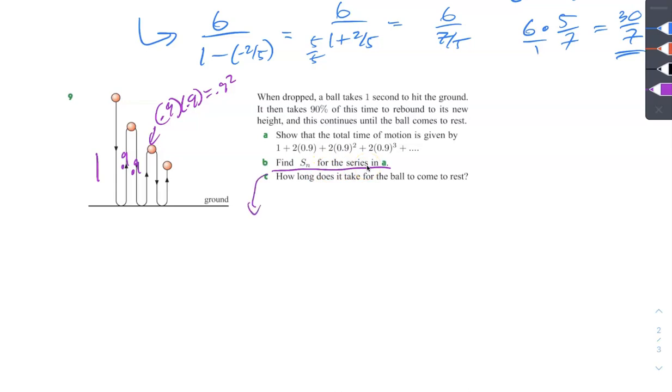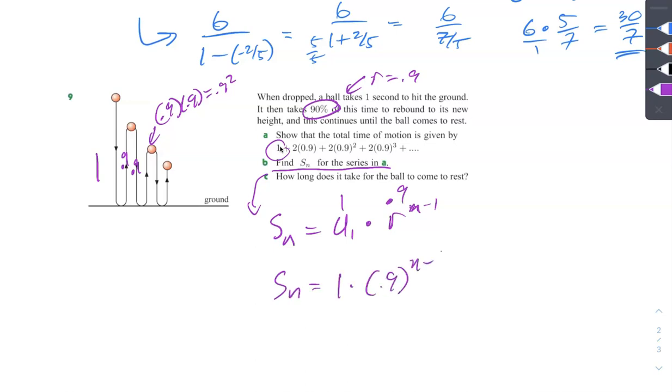Now, it says Sn. So we want the formula for Sn. So this is a geometric series because we're multiplying by 0.9 each time, right? It takes 90% of the time. That's our r. If we're multiplying each term, then it's a geometric series. So how do we write a geometric series? It's the first term times r to the n minus 1. What's our first term? 1. What's our r? 90%, so 0.9. So our Sn is 1 times 0.9 to the n minus 1.